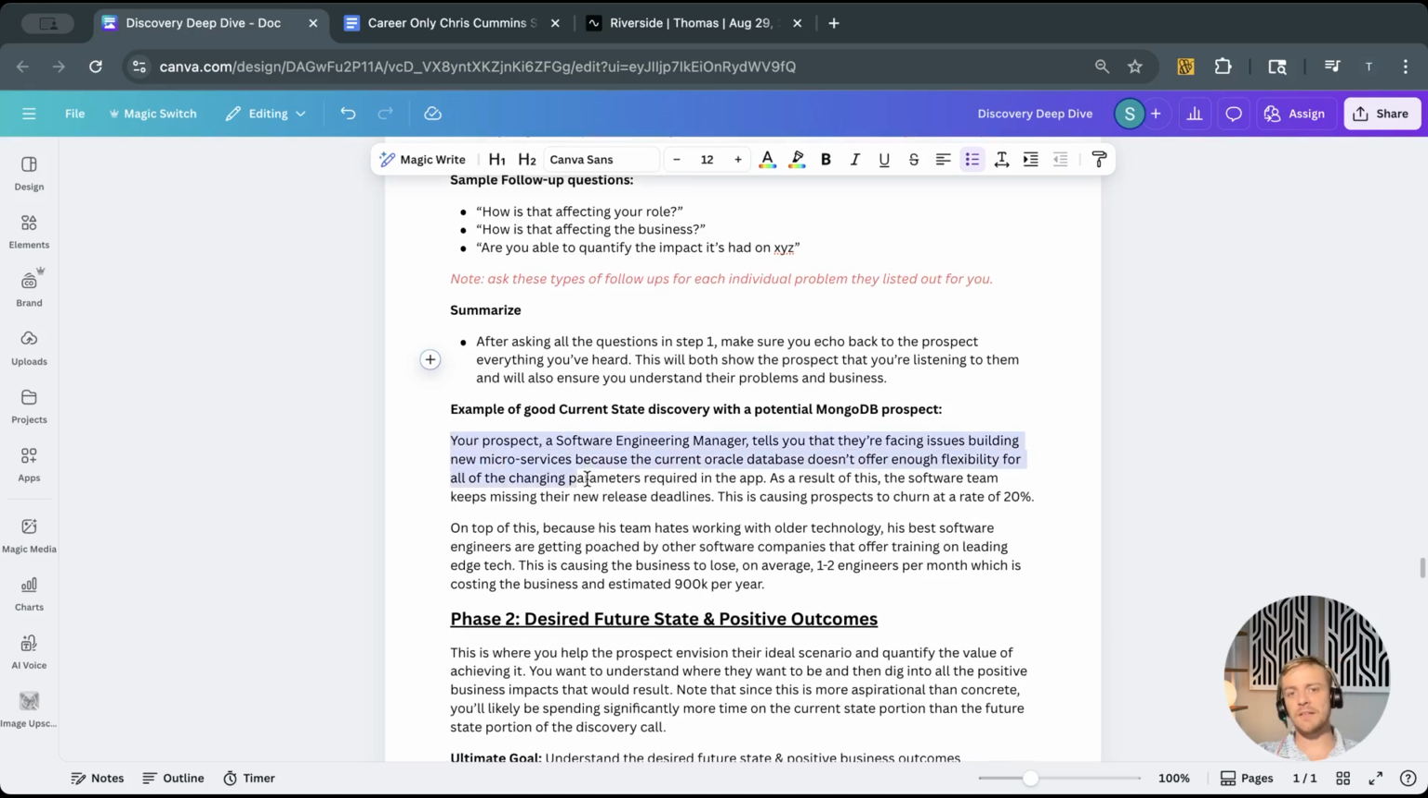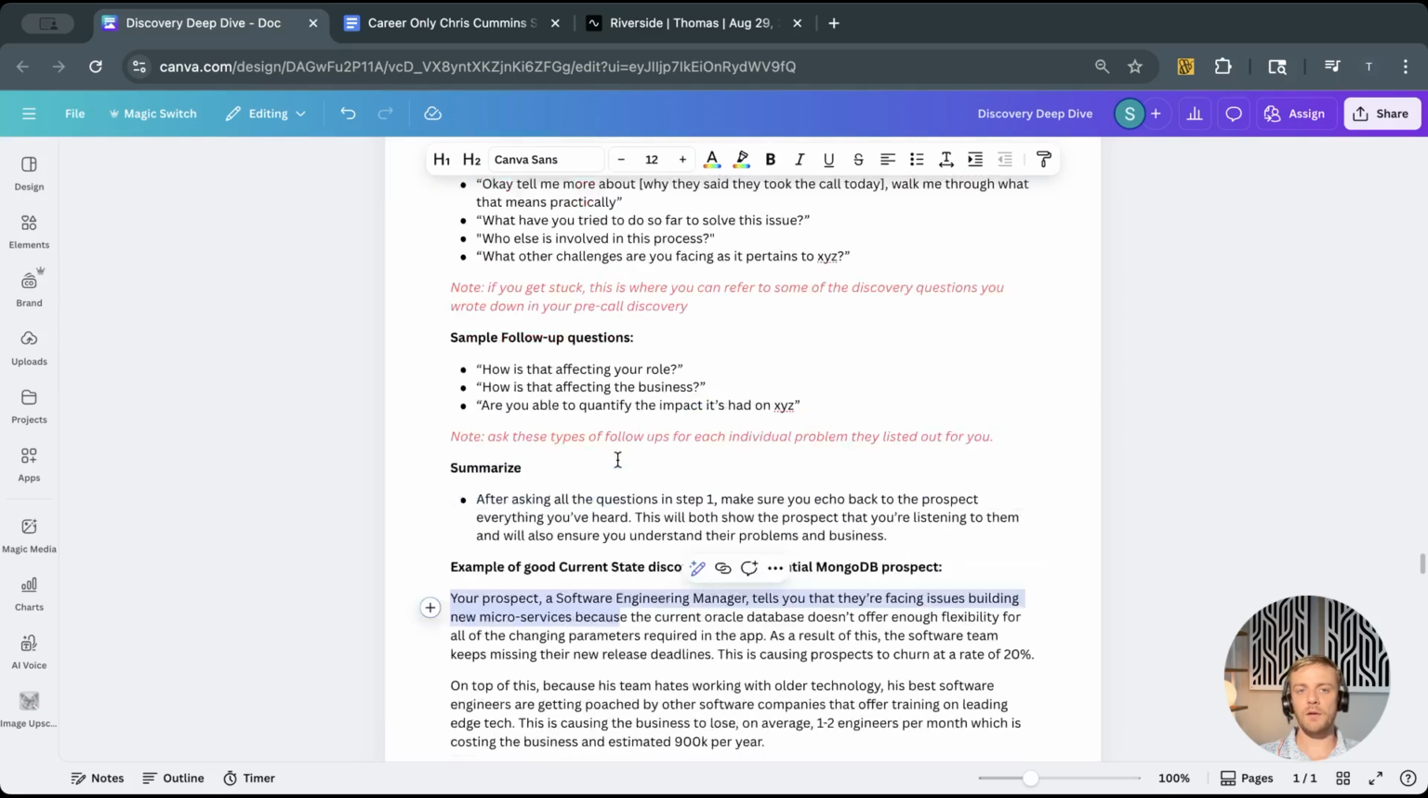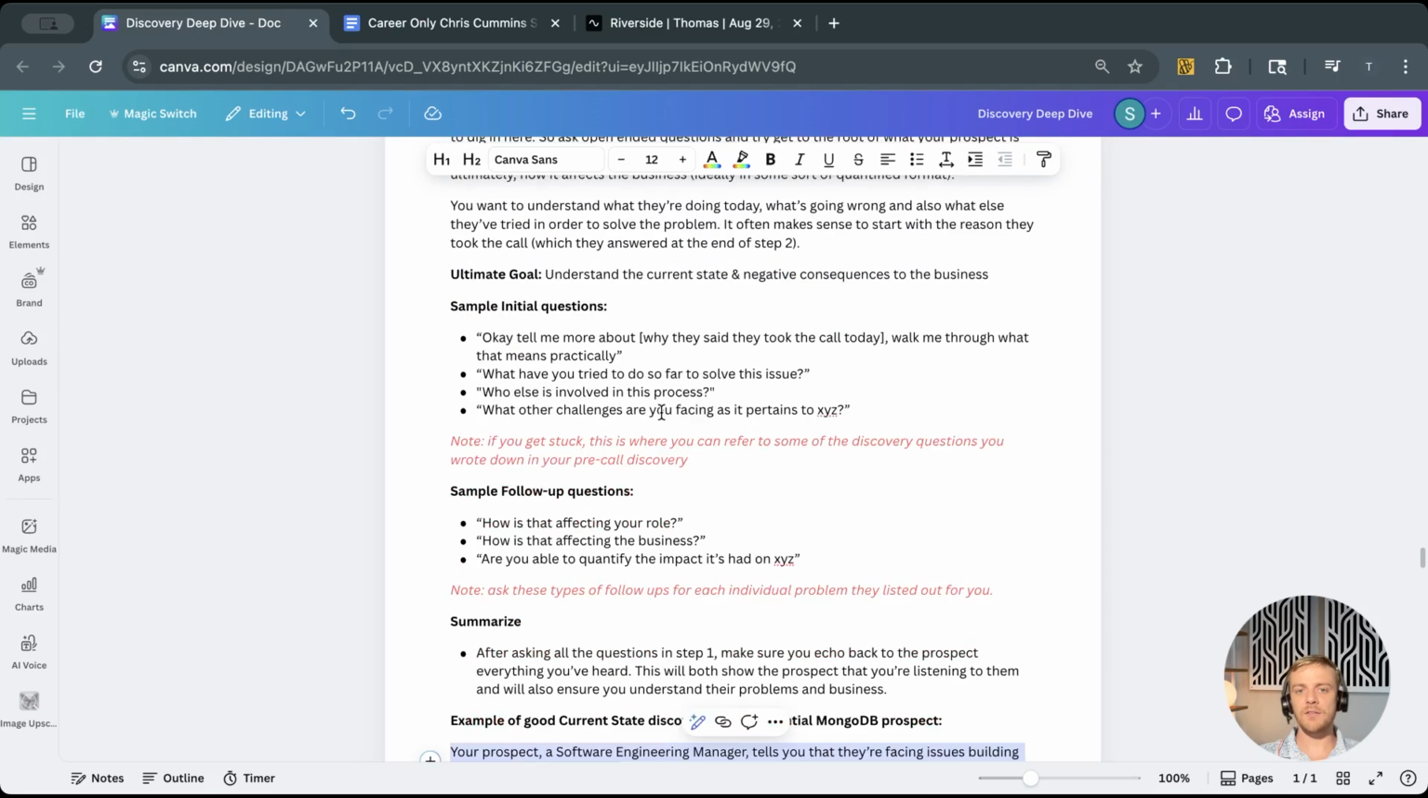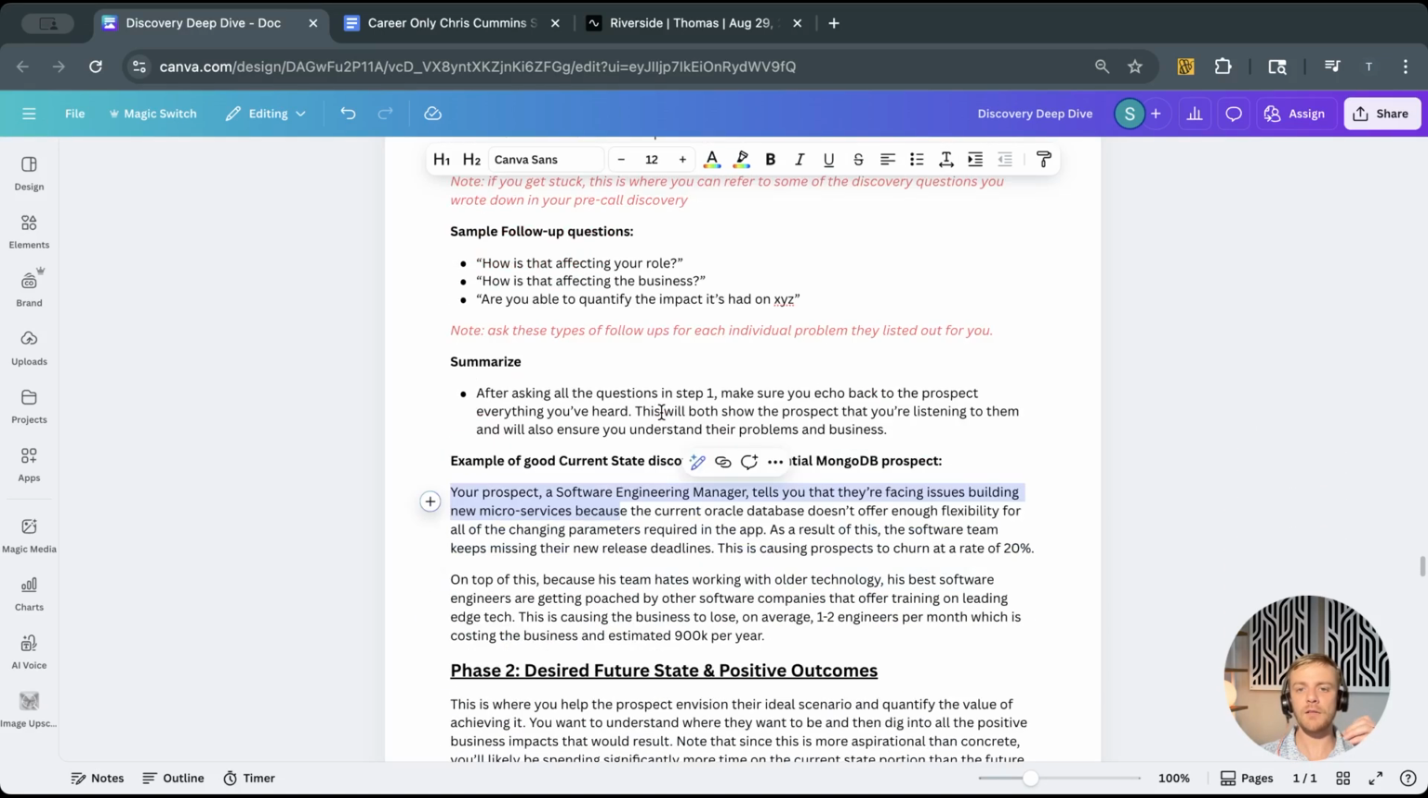Okay, so this is the ideal situation. Of course, it's going to be rare you get all this on your very first discovery call, but it's good to have your objective, right? And so on the current state and negative consequences, remember this is where you should spend the bulk of your time on discovery calls because it's the most important thing to flesh out and will help you understand their pain most significantly.